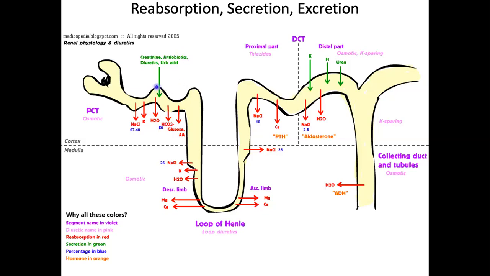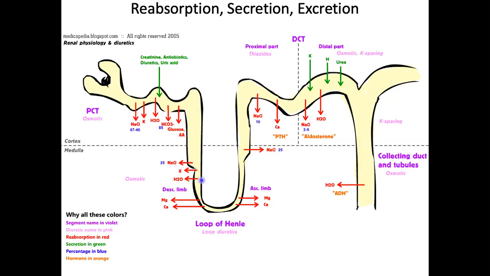What gets secreted? Secreted is in green, so creatinine, antibiotics, diuretics, and uric acid. So keep in mind, protons get kicked out at the proximal convoluted tubule.